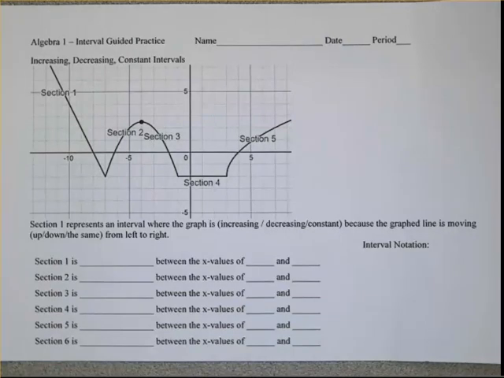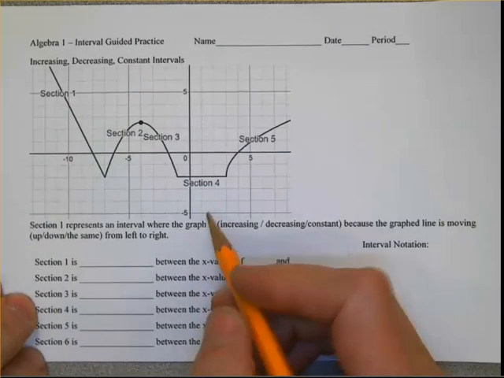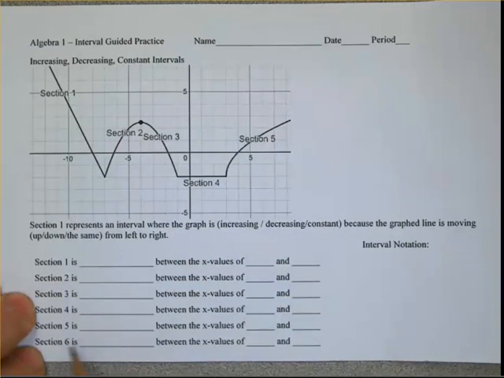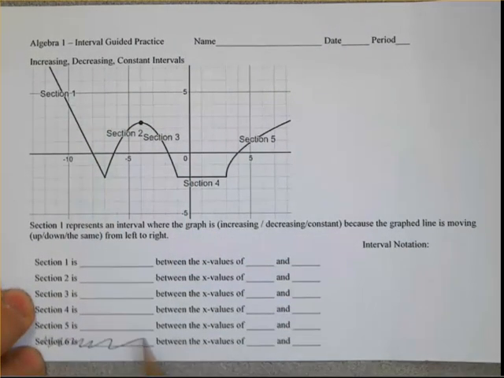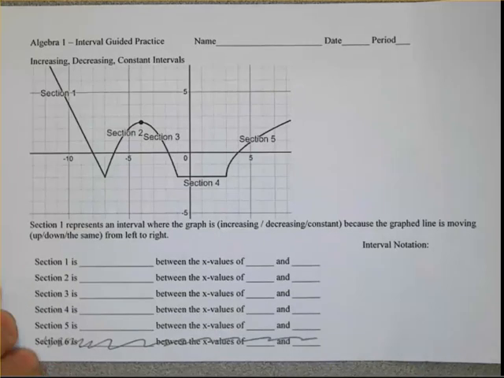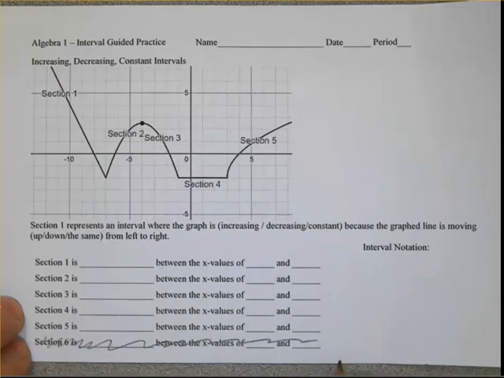We are now going to try to explain the intervals of increasing, decreasing, and constant. So first we're looking at this, and notice that there's 5 sections, but unfortunately I have 6 on here, so we're going to take that one off. We're not going to be using that one.